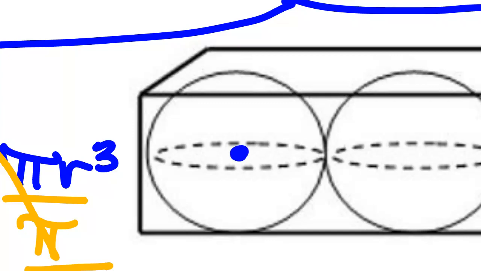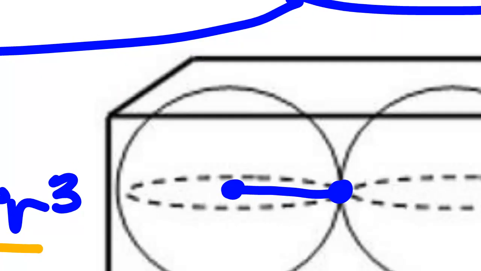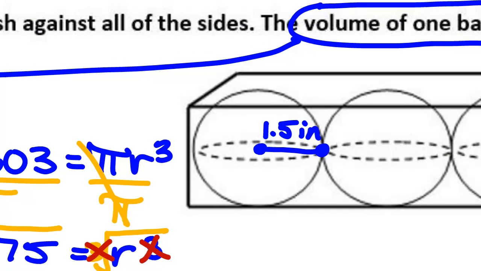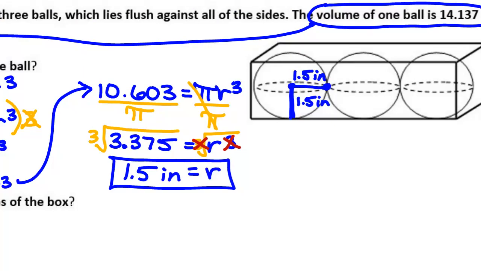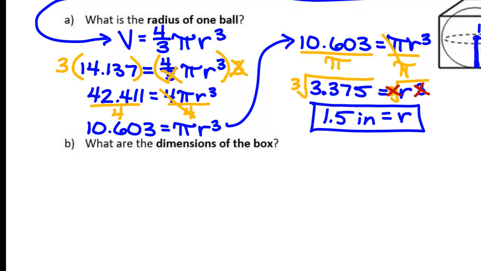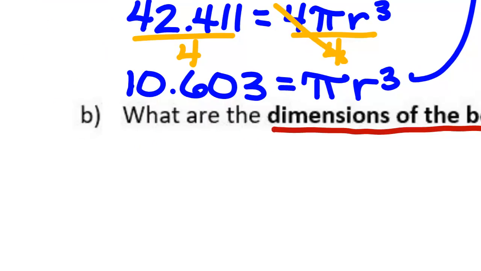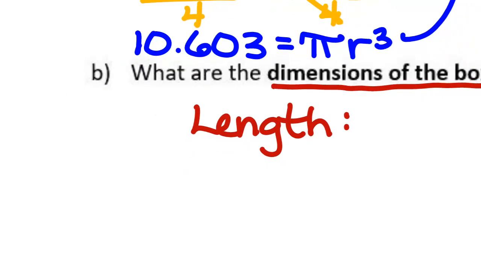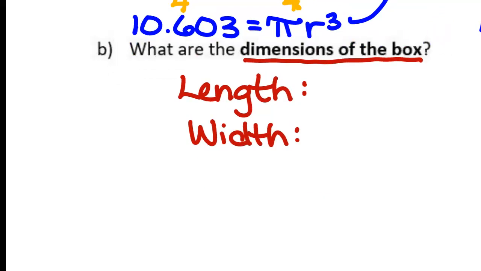So that means from the center of the ball to the edge, it is 1.5 inches. The same thing is true if I were to go straight down. That would also be 1.5 inches. Part B of this question said, what are the dimensions of the box? So we want the length, the width, and the height.